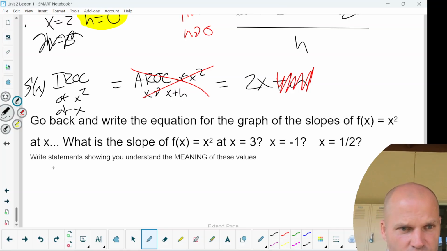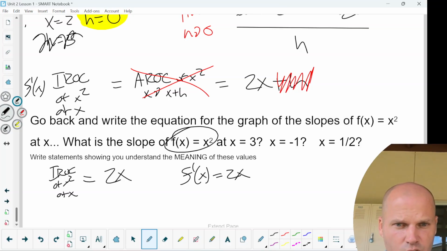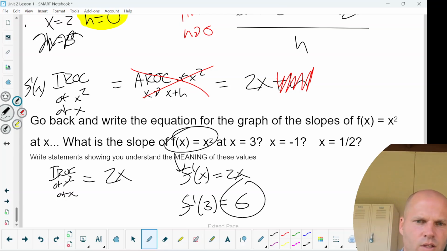Well, the instantaneous rate of change of x squared at x is just 2x, or f prime of x equals 2x. And this is the slopes of x squared. It's 2x. What is the slope of f at 3? 6. That's it.